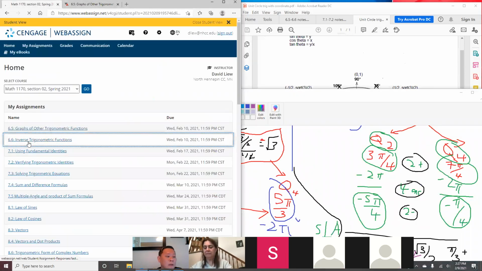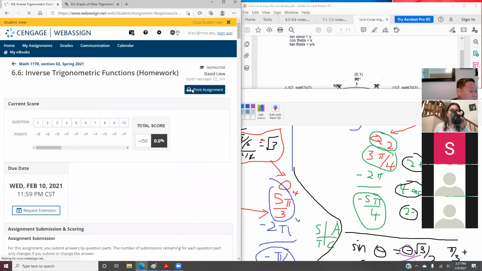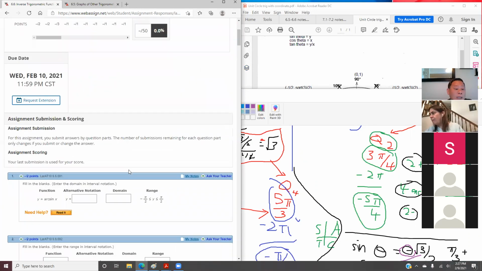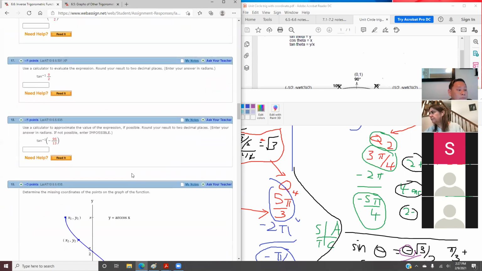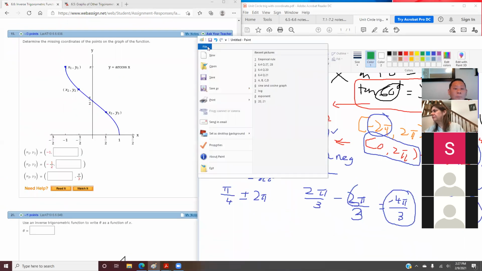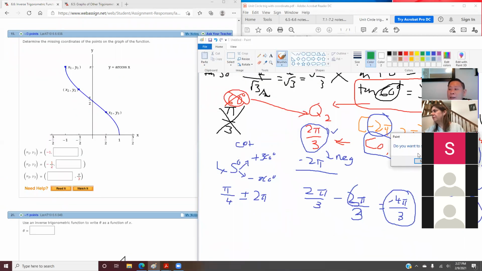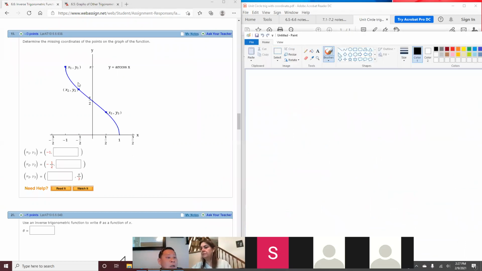So 6.6 is where we will begin to use the inverse trigonometric functions. The questions are 19 and 29, so I'm going to look at 19 and 29 here. Okay, so this is the arc cosine graph. I want to point out that you do not need to worry about graphing arc sine, arc cosine, or arc tangent.